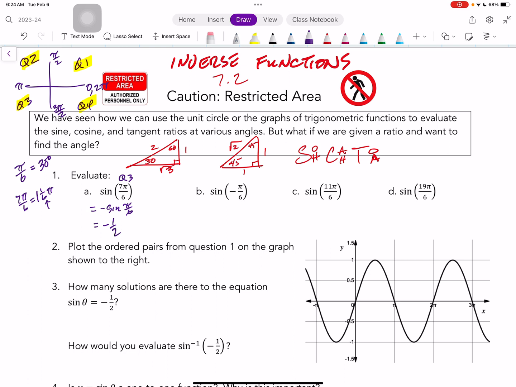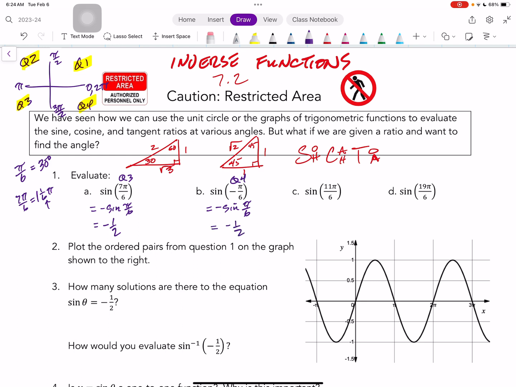Okay, this one here, negative π/6, is a clockwise rotation. That's quadrant 4, and sine is negative down there, so this is equivalent to negative sine of π/6, and as I just said earlier, that is negative 1/2.